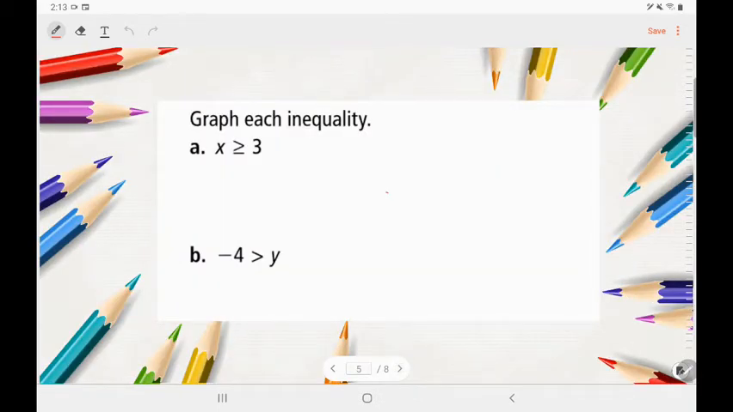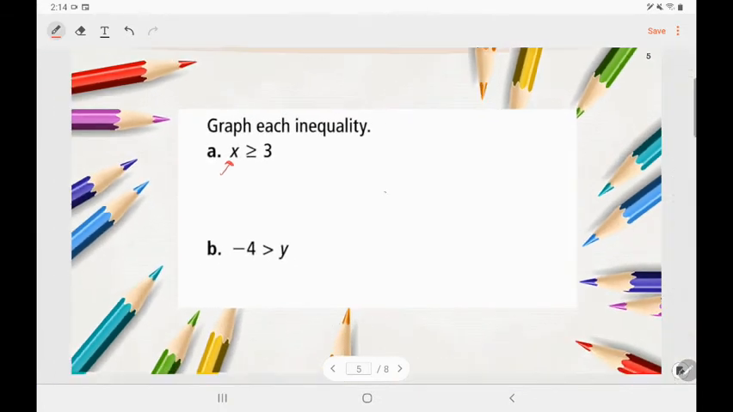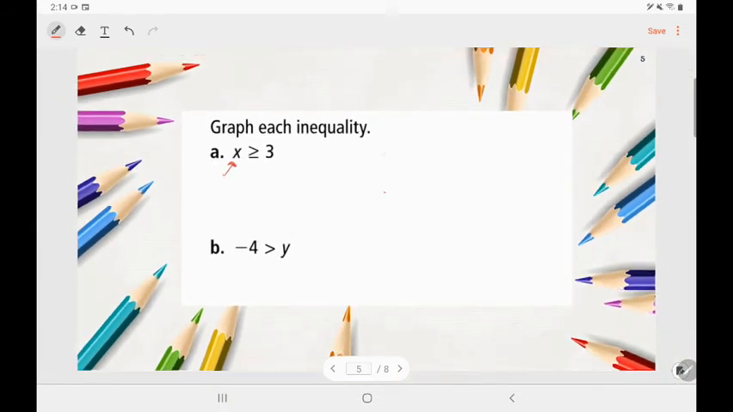If I want to graph an inequality, what I'm looking to make is a picture of all the different possible solutions for x. What could I plug into x to make this inequality true? So to begin with, a couple things that you need to know is the following. I am going to make a number line. On my number line, I'm going to place this number. So I'm going to place 3 on my number line.